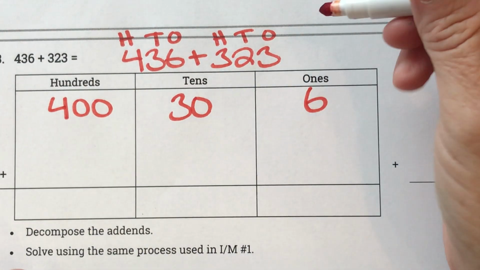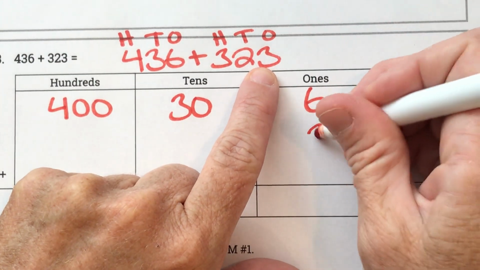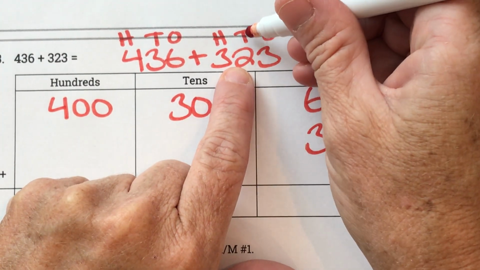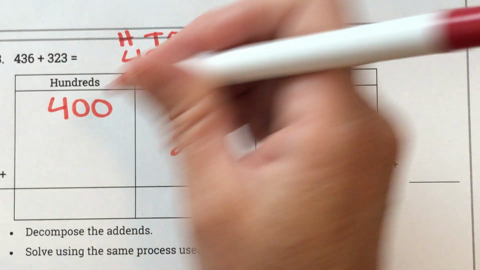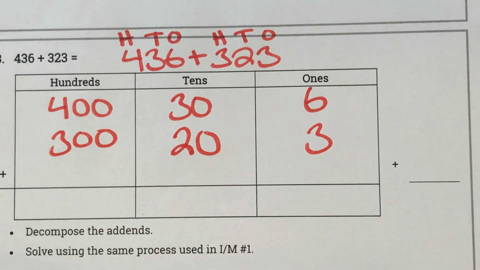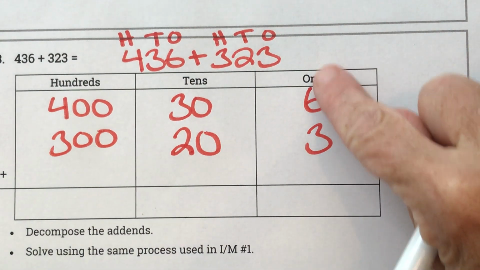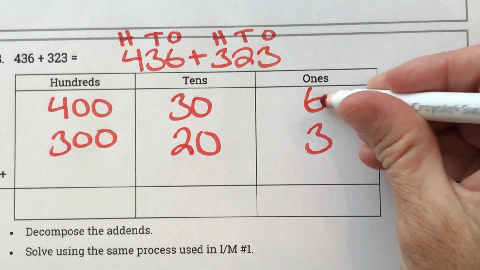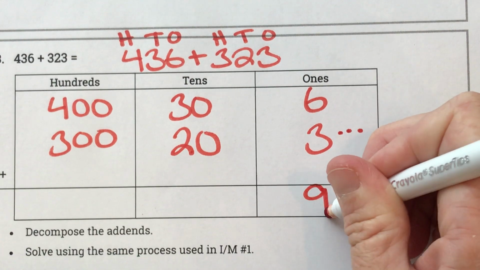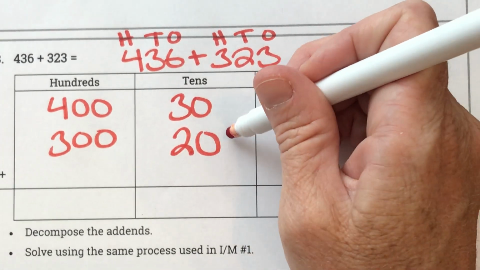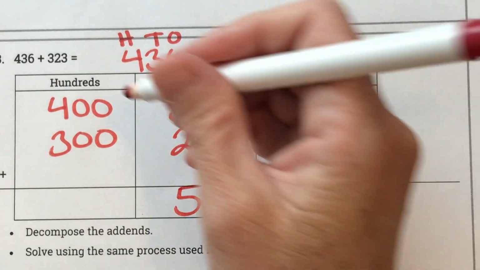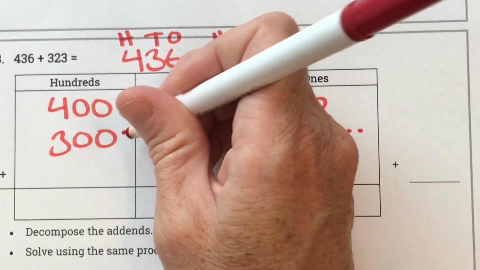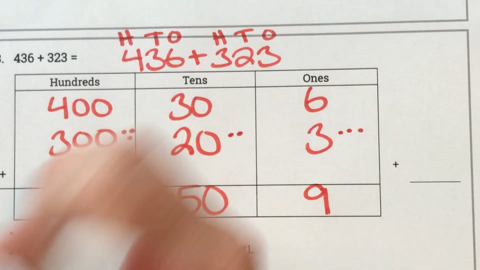Okay, my next add-in has 3 1s, 2 10s. 2 10s is 20. And it has 3 hundreds. 3 hundreds is 300. Okay, so now that I decomposed my add-ins, I'm ready to add, and I always start with the 1s. So ready? 6, 7, 8, 9. Okay, I have 30, 40, 50. Here I have 400, 500, 600, 700.